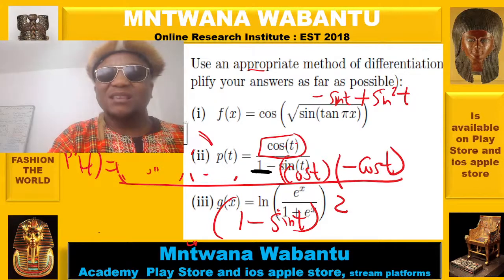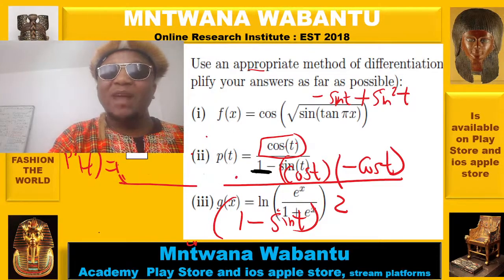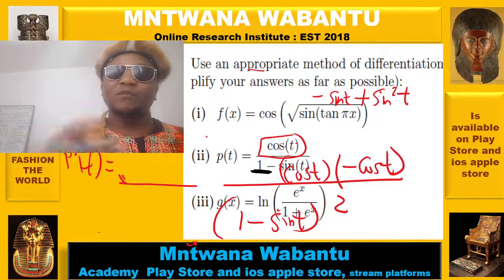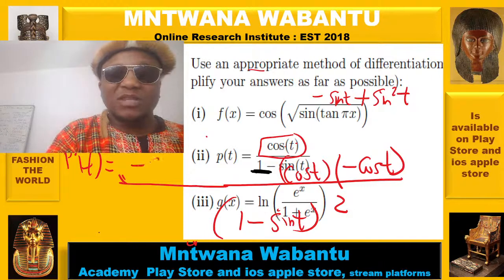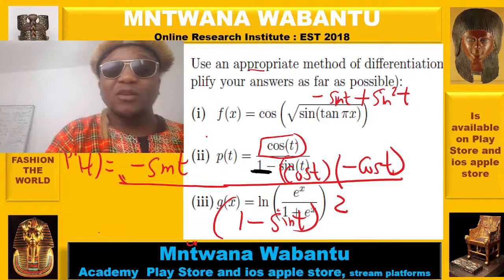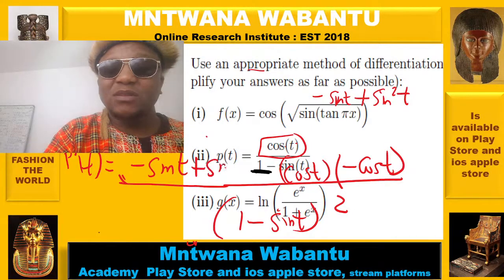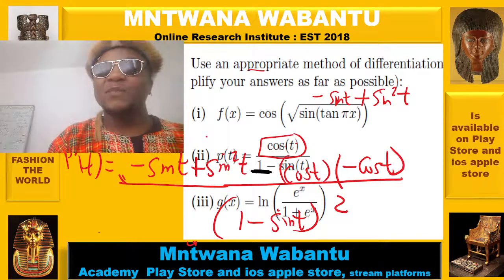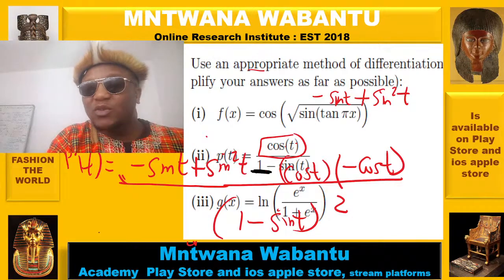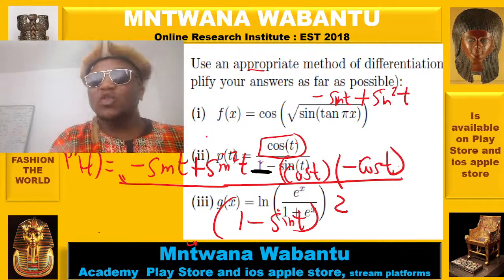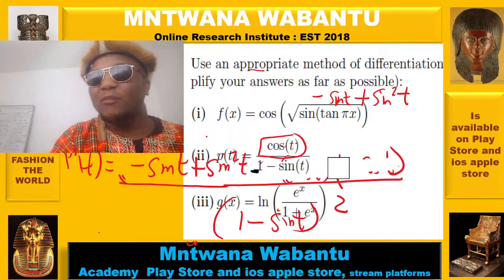You see, that's a mistake. So I'm going to say negative sine. I also made a mistake here. And then plus sine squared t. But now you go to the next one, you say negative and negative is going to be positive cos times cos, so it's going to become positive cos squared t.